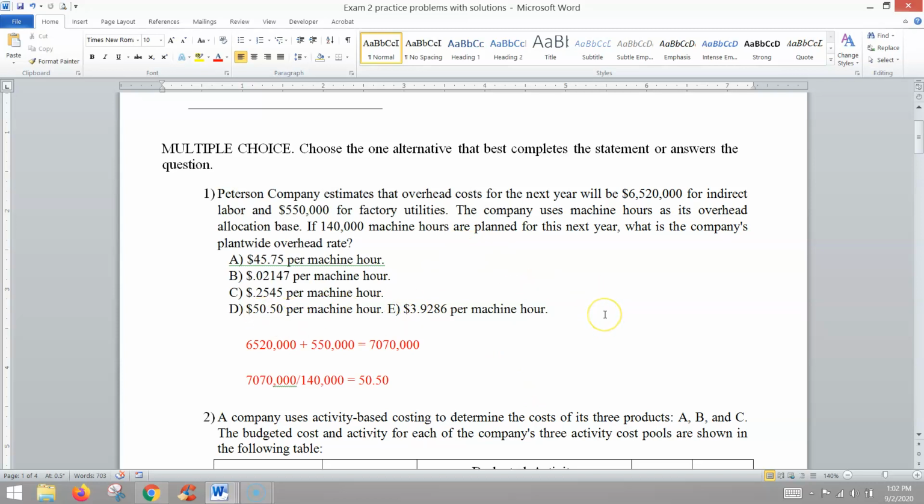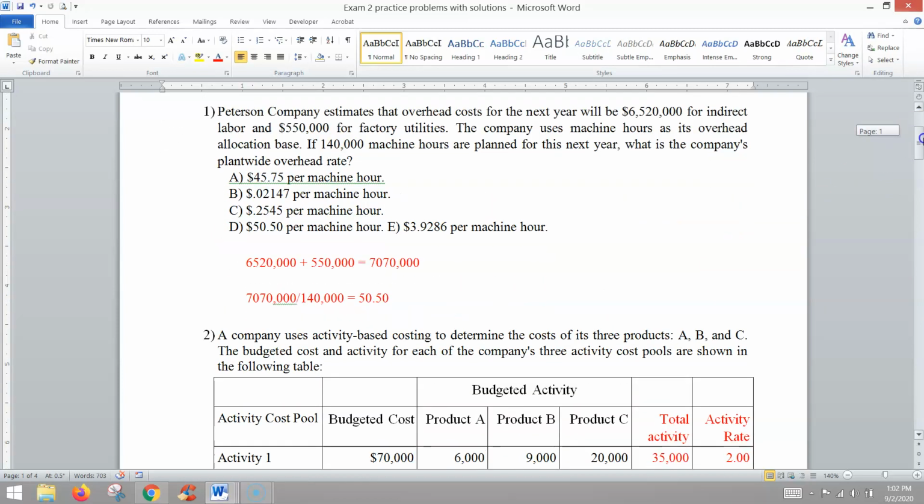Now note, this is based on estimated or planned or budgeted. If it gives you the actual, that is not used in calculating the overhead rate. This is also called the predetermined overhead rate.